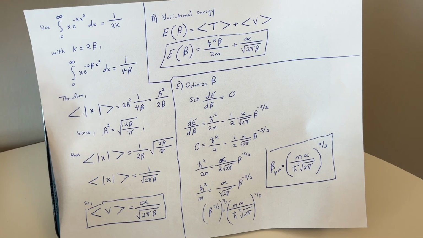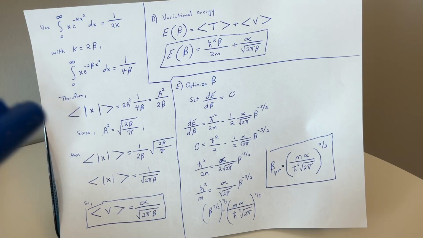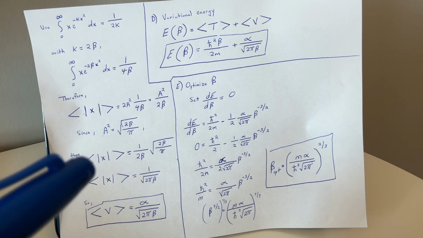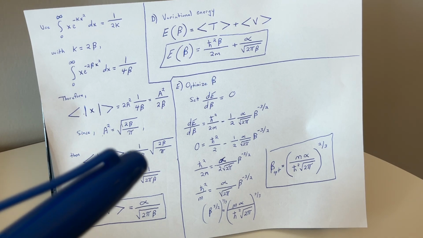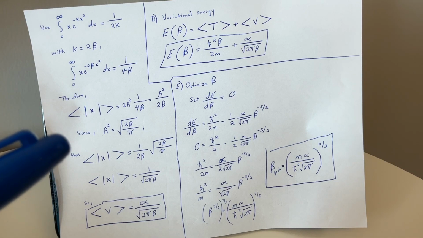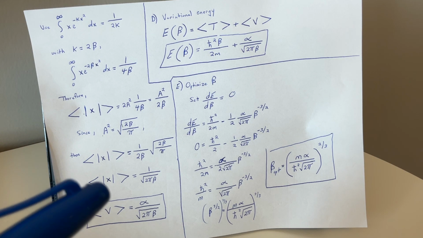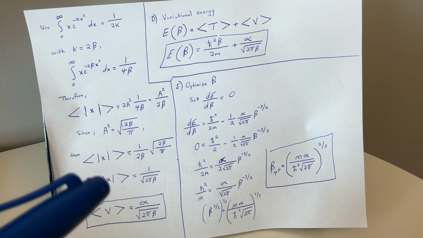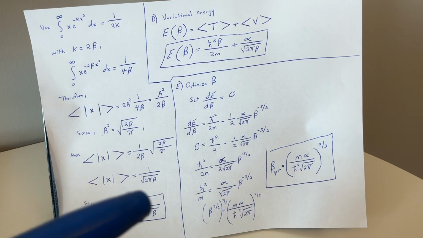Now what's going to happen is, this is going to give us a squared equals the square root of 2 beta over pi. Then our modulus, the expectation value of the modulus of x, equals 1 over 2 beta times the square root of 2 beta over pi. And from there, the expectation value of the modulus of x equals 1 over the square root of 2 pi beta. Okay, from here to here.